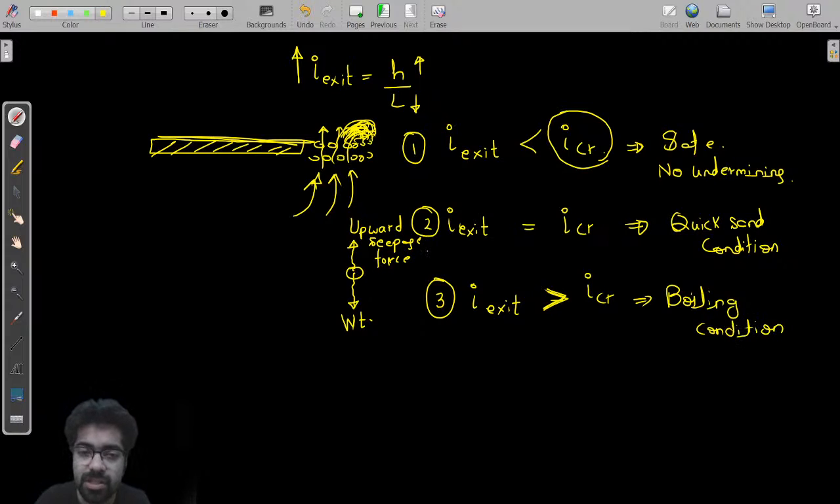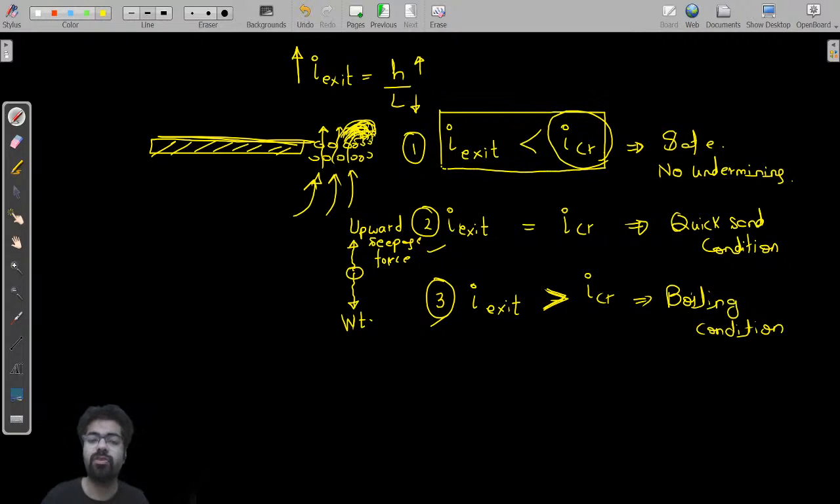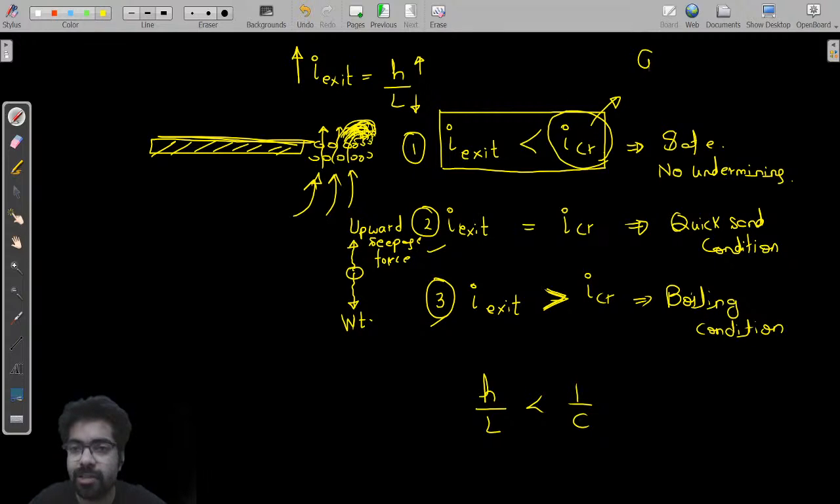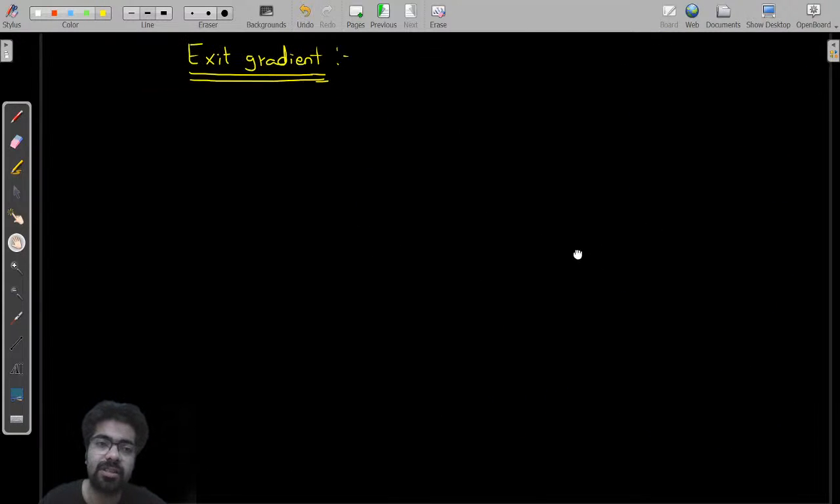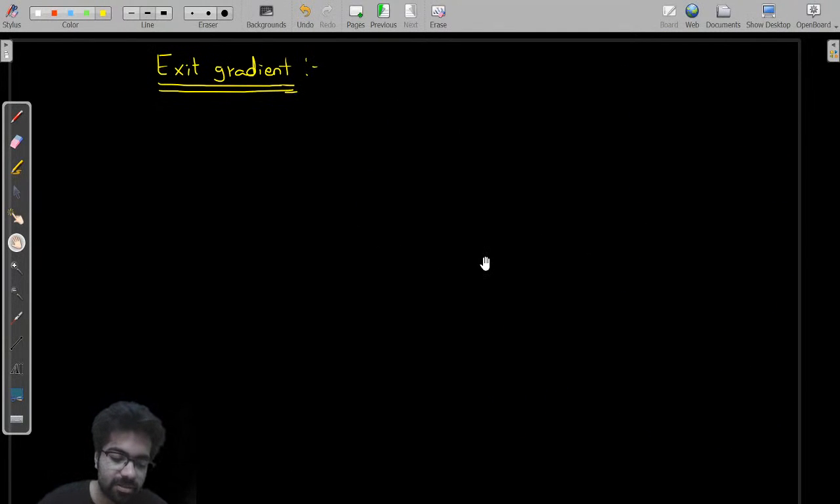We don't want the second and third conditions to happen. We want to be safe. We want the exit gradient to be less than the critical value. What Khosla told yesterday is that exit gradient is h by l, and this critical value depends on soil. If you have studied soil, you must have heard the formula of critical gradient, which is nothing but (G minus 1) upon (1 plus e). How many of you have heard this formula? I hope you have studied this. Anyone?